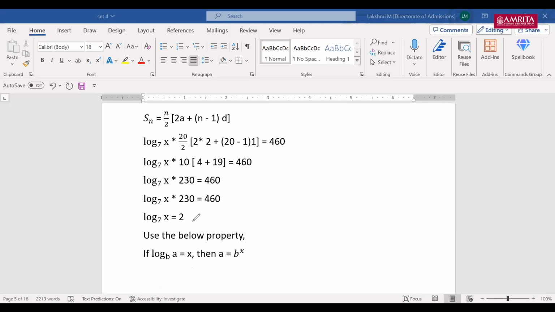What is log AB? When log AB equal to x, what is A? A is equal to B raised to x. So according to that, here it will be 7 square. So once you have two properties with you, it's very easy for you to solve, right?